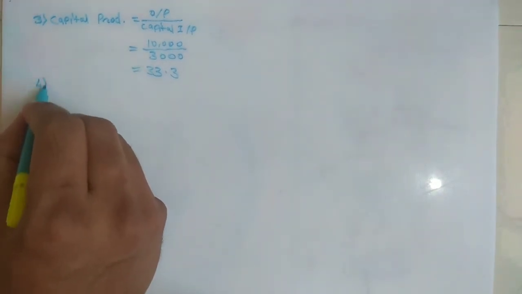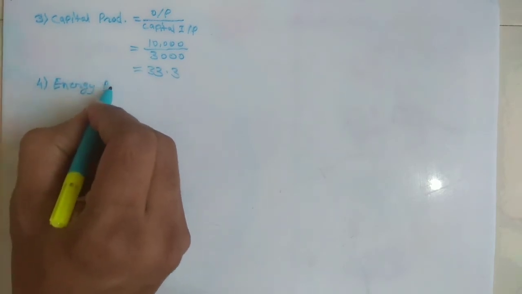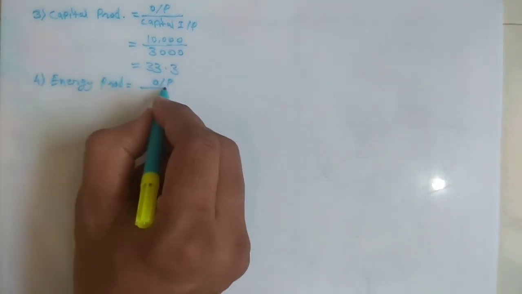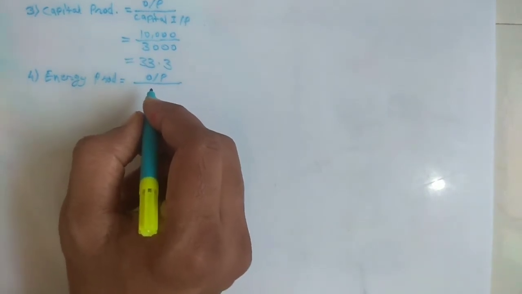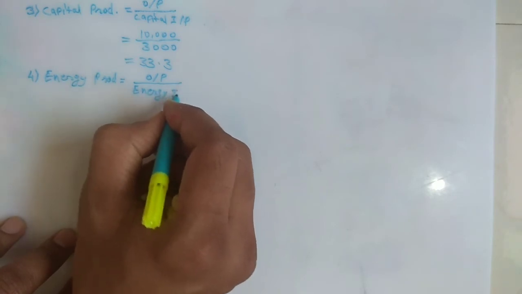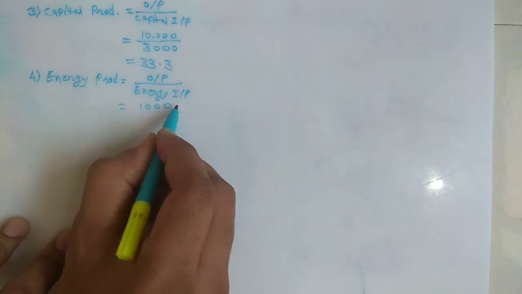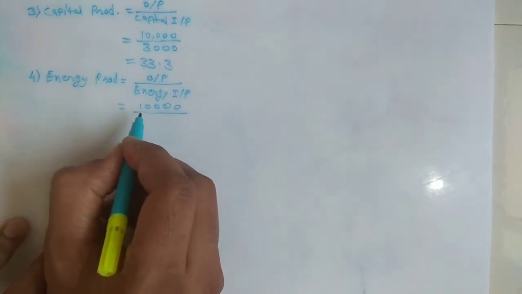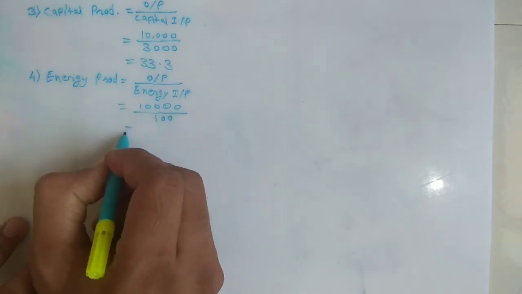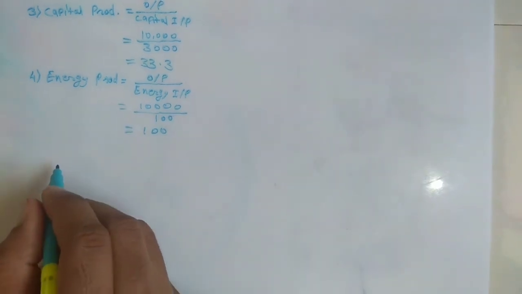Then after that, fourth, energy productivity. Again the formula is the same, total output divided by energy input. So it comes 10,000 divided by 100 equal to 100.